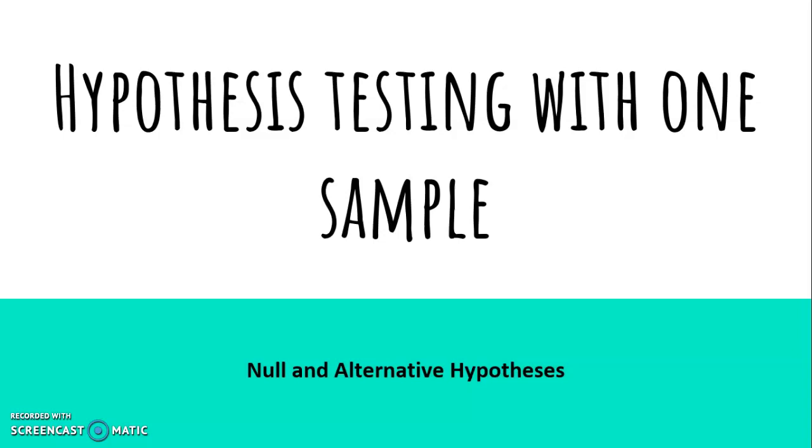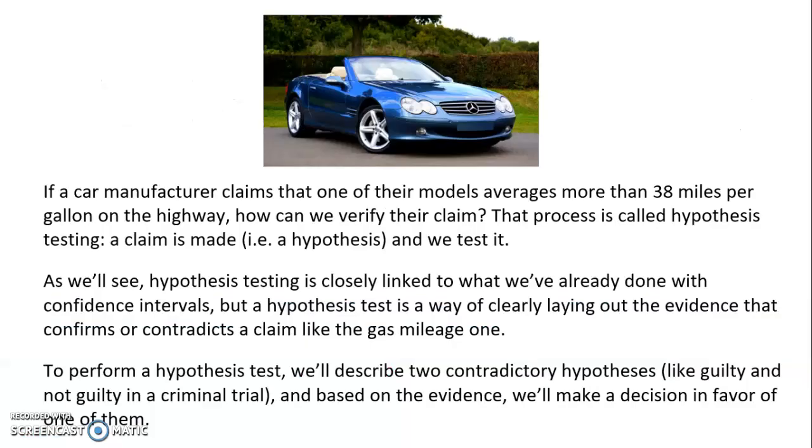This video is hypothesis testing with one sample, null and alternative hypotheses. If a car manufacturer claims that one of their models averages more than 38 miles per gallon on the highway, how can we verify this claim? There has to be a way for us to see if they're telling the truth or not.